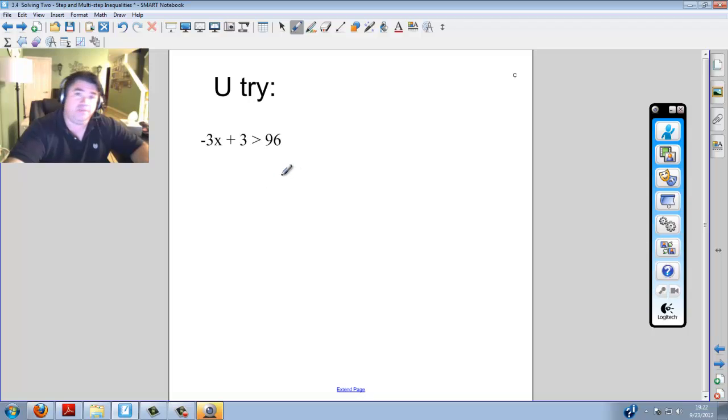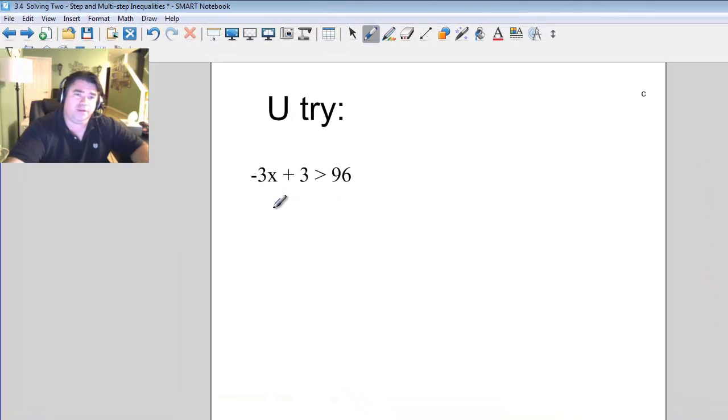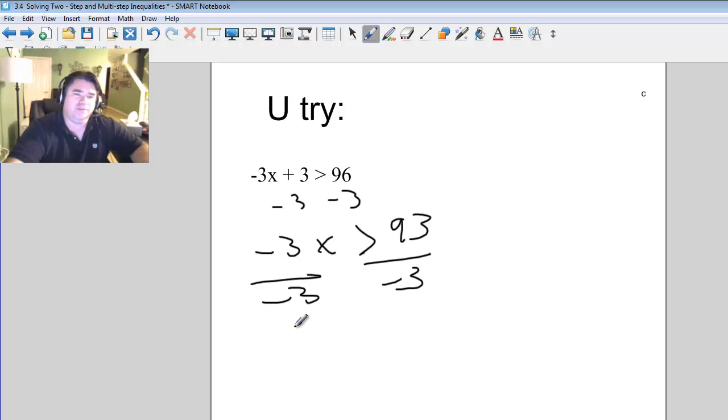Alright, hopefully you've had time. If not, pause it. But if you have tried, minus 3, minus 3. And now you have negative 3x is greater than 93. Divide by negative 3, divide by negative 3. Got the x here. We're going to have 31 here, negative 31. And the sign switches from greater than to less than. And that looks about right.